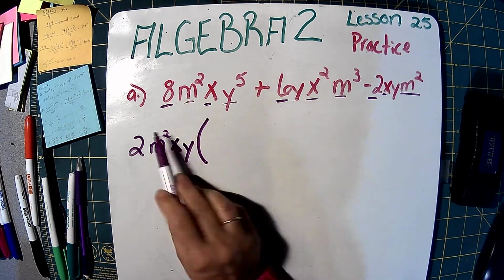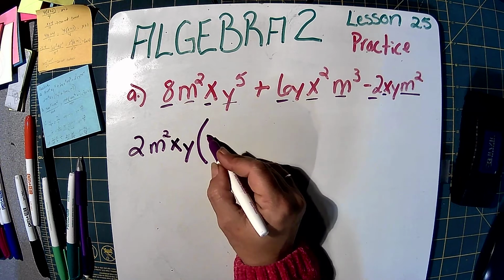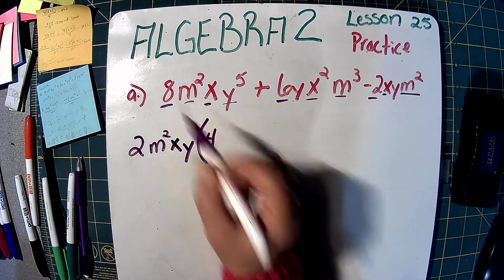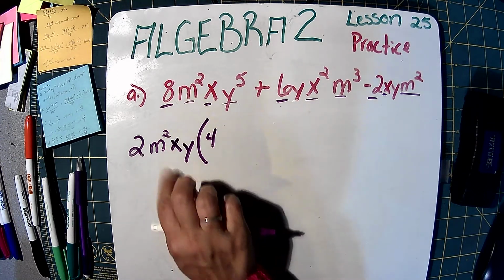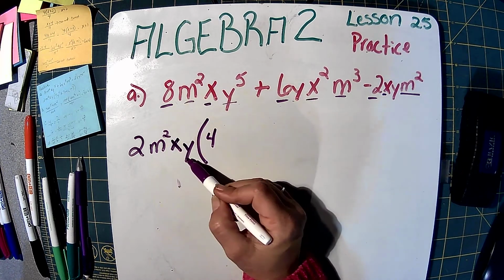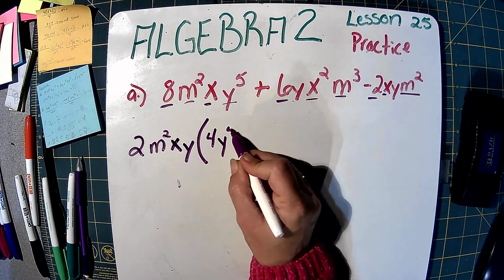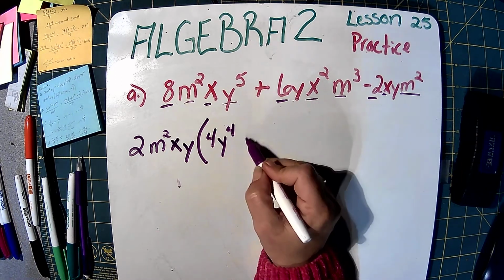Alright, now I got to figure out what I factored out of this first one. I factored out a 2, so that would leave me with a 4. 2 times 4 is 8. I factored out that m squared, so they're all gone. All the x's are gone. One of the y's, so that would leave y to the 4th. So that's my first term.